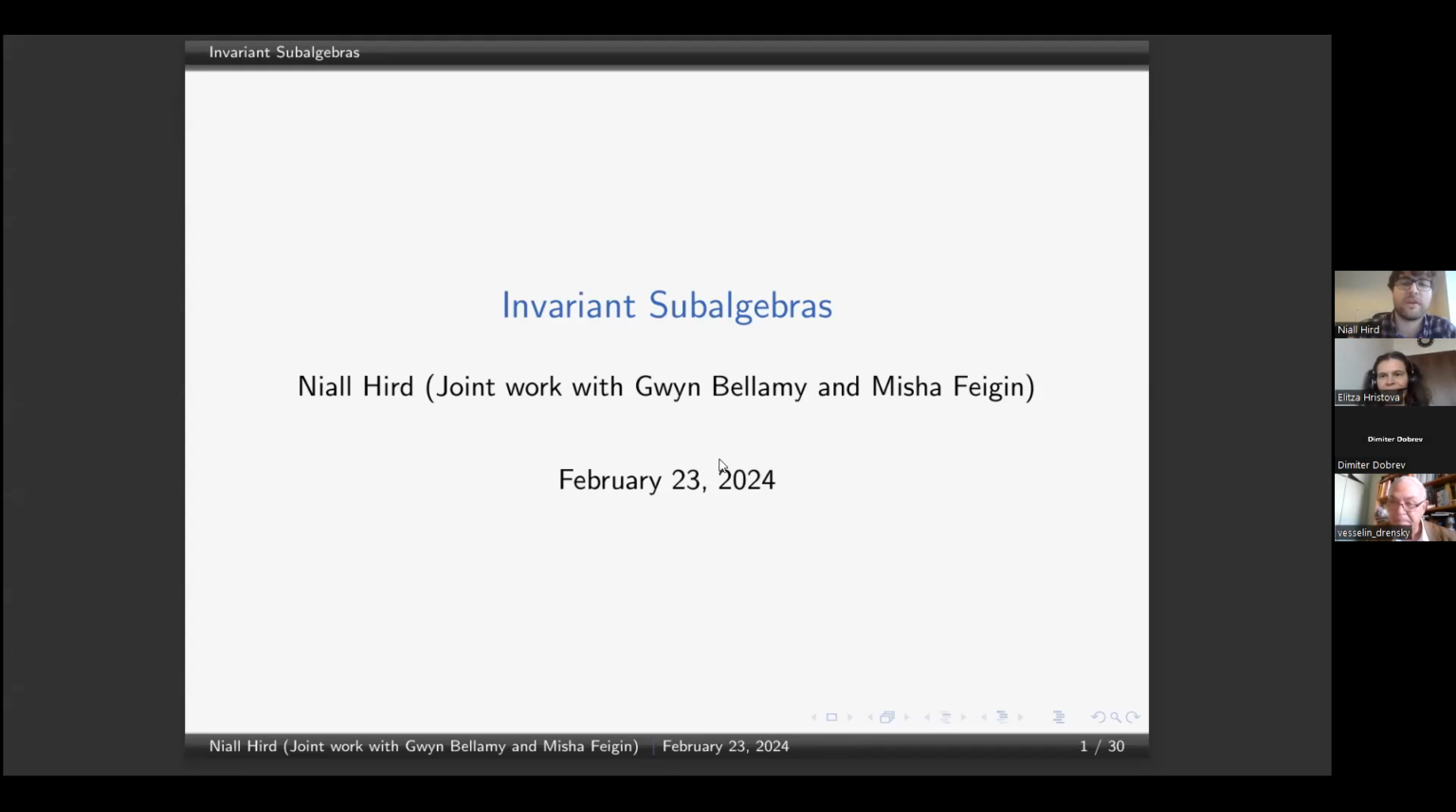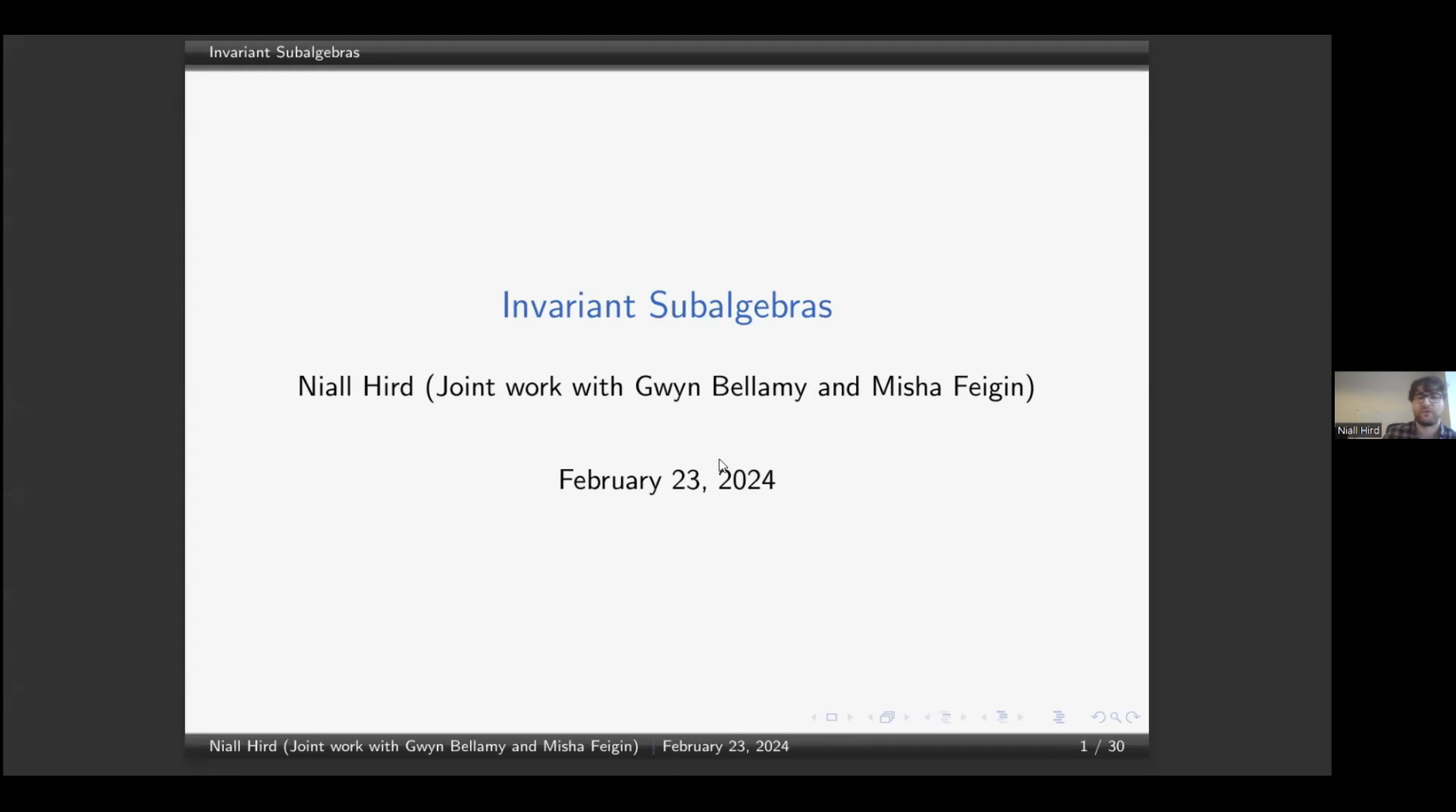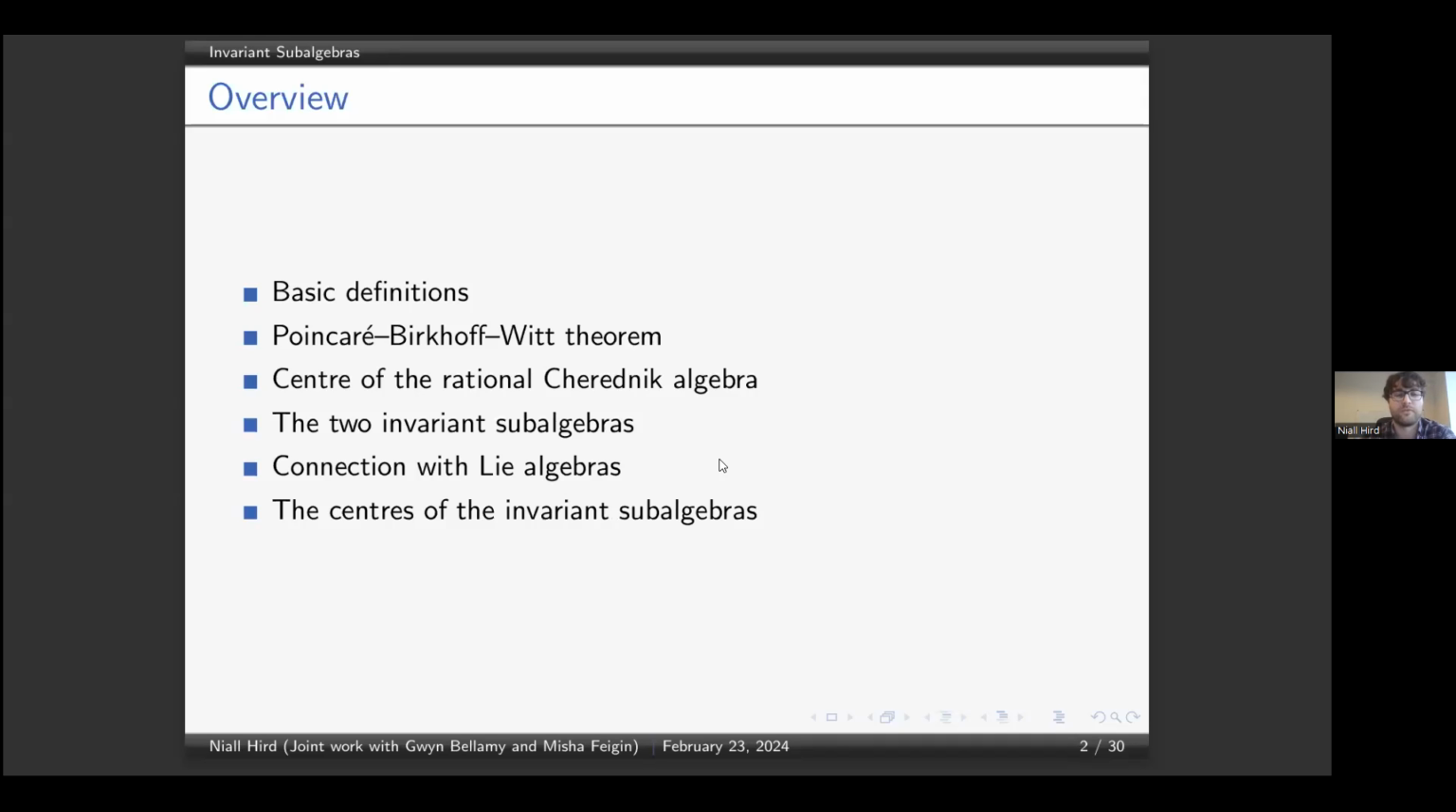Great, thanks. Yeah, so I'm going to be talking about these invariant subalgebras of the rational Cherednik algebra. There's two of them in particular that we study, and the full title's quite long, so hopefully it becomes clear as the talk goes on. Right, so this is joint work that I did with Gwyn Bellamy and Misha Fagan over at the University of Glasgow. Just want to say that at the start.